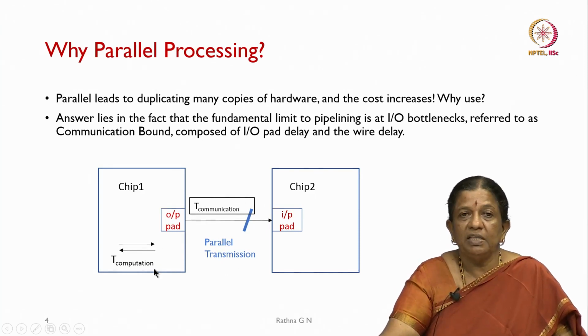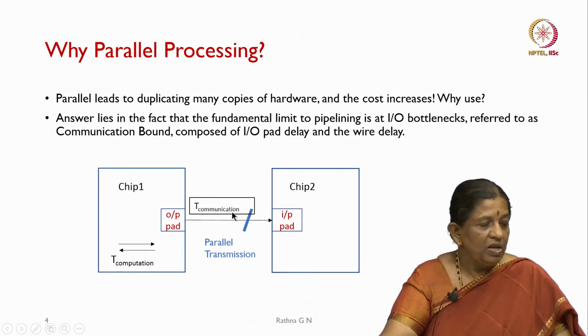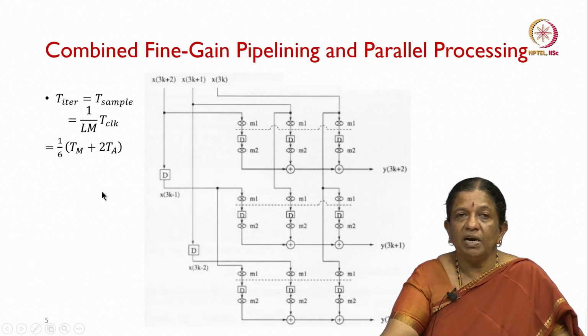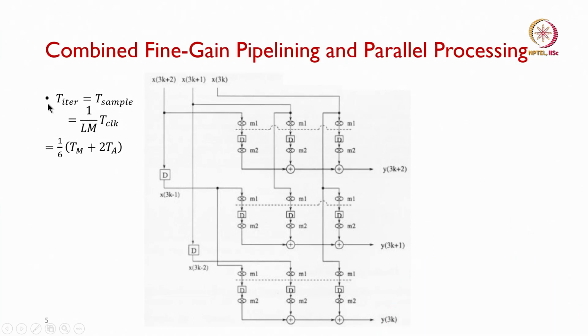You will be seeing that T is my computation, taking data from chip 2 to here and data going from chip 1 to chip 2. So this defines the thing. Now we will see how we can combine fine-grain pipelining and parallel processing. You will be seeing the iteration. We said that the sample period is equal to T sample in this case.